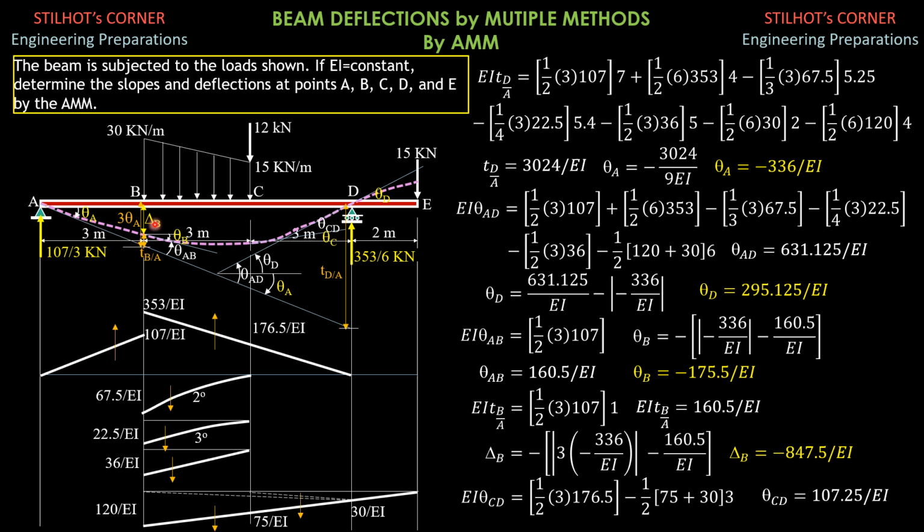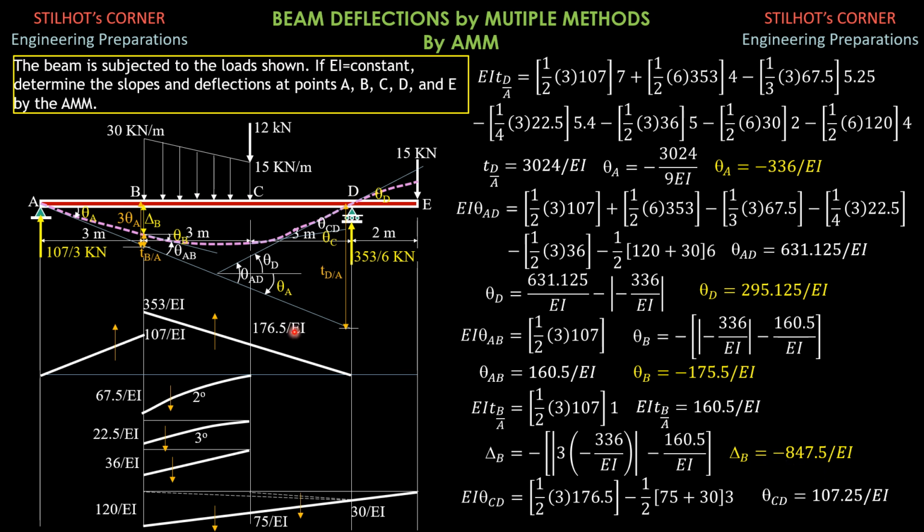So finally, delta B, which is below the horizontal axis of the beam, is negative, and it is the negative of the quantity absolute value of 3 times theta A minus deviation of B relative to A, since it is already positive. This is 160.5 over EI. And so delta B is negative 847.5 over EI, just like before.